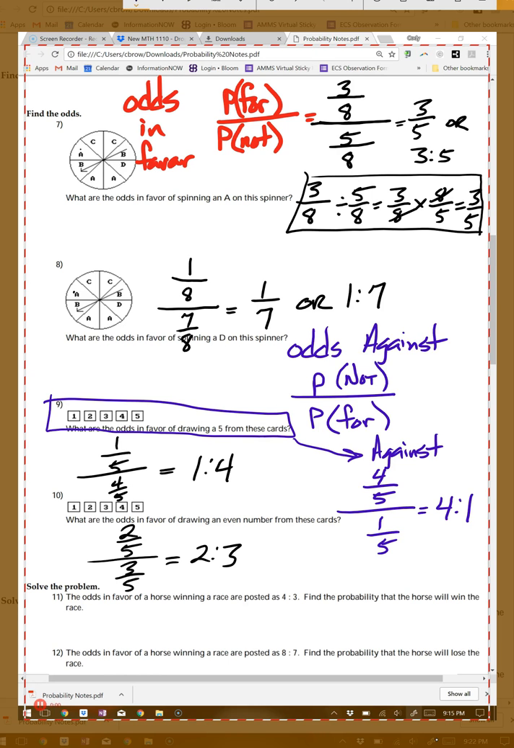To calculate odds in favor, you divide the probability of that thing happening by the probability that it won't happen, and you'll have the odds in favor. To find the odds against, you divide the probability of it not happening by the probability that it does happen.